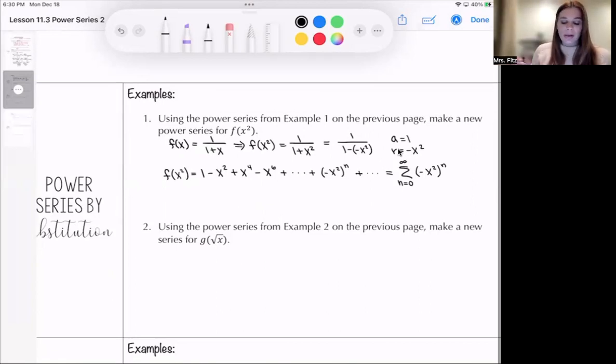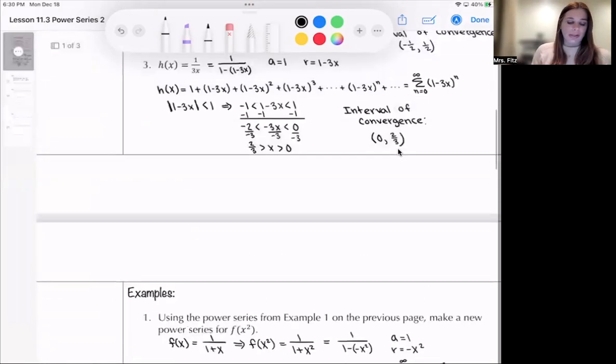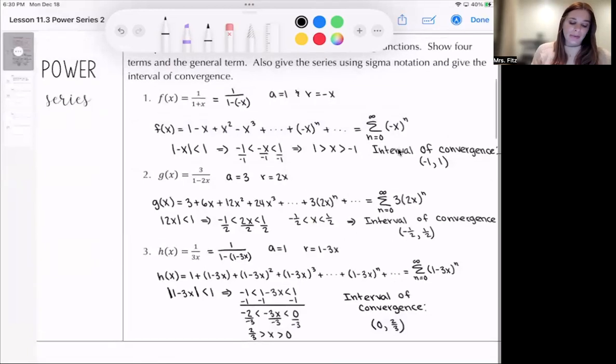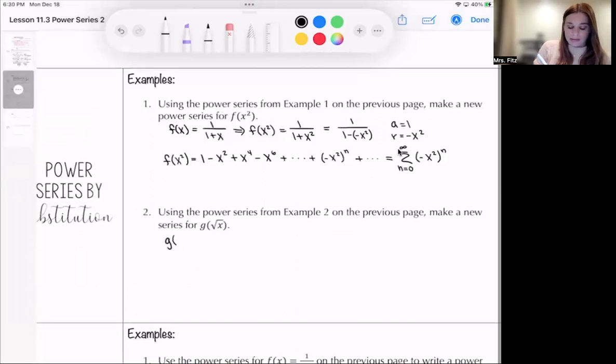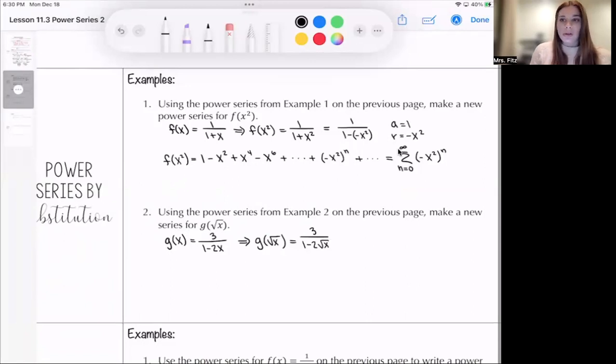Okay, so number 2, we are using example 2, let's see, which was g of x equals 3 over 1 minus 2x. So g of x equals 3 over 1 minus 2x. And so therefore, we're finding g of root x, which is 3 over 1 minus 2 root x. So the main difference for this one is that your a, well, a is still 3, but your r is now 2 root x instead of 2x.